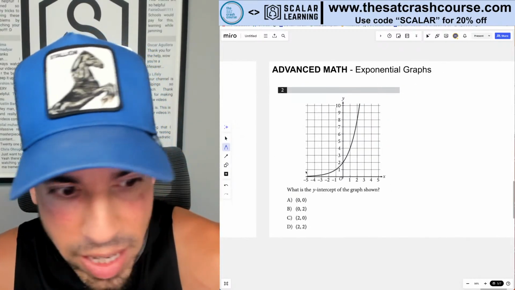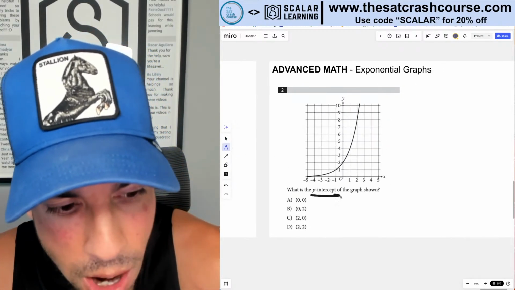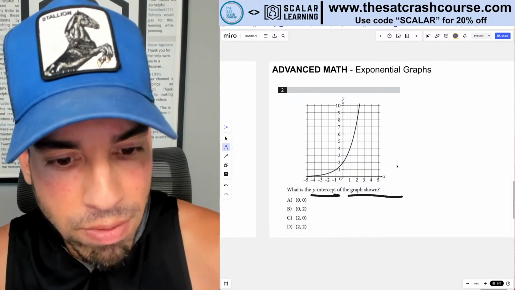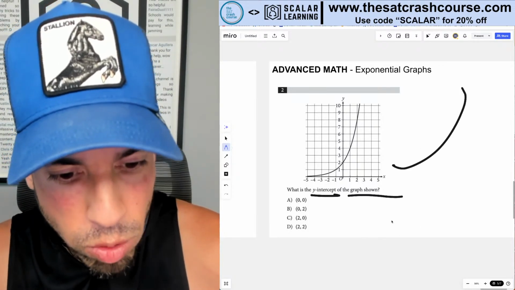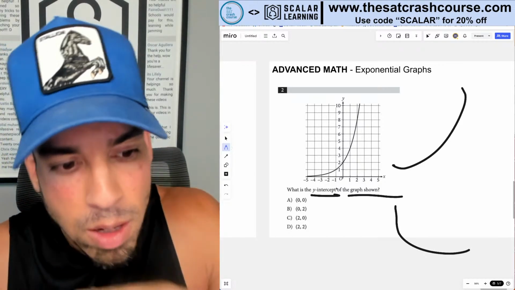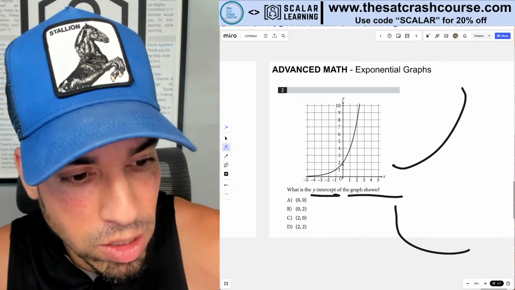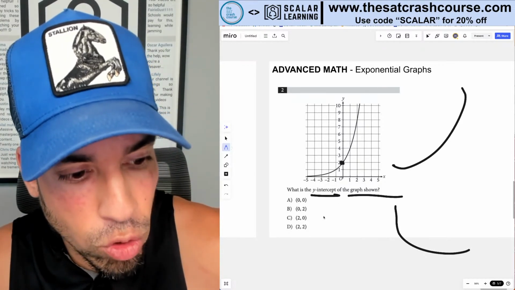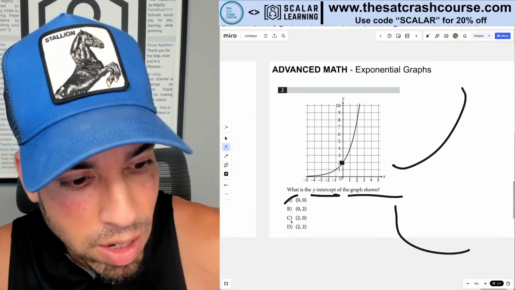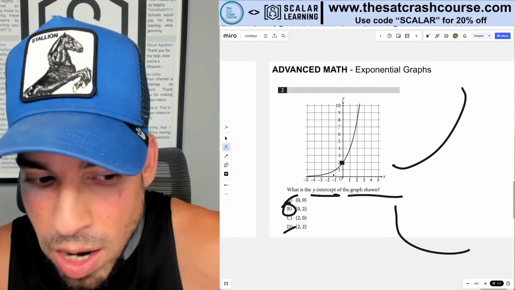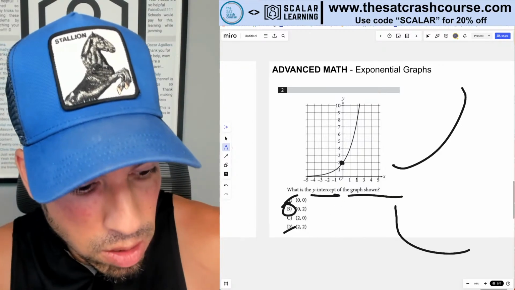Next, we're going on to exponential graphs. What is the y-intercept? Again, it's an exponential graph. Exponential will go like this. That's exponential growth, or like this, exponential decay. But again, for the graph, the y-intercept is where it hits the y-axis, and that is at 2. But is it 2, 0 or 0, 2? It is at 0, 2 because for the y-intercept, the x value is always 0.